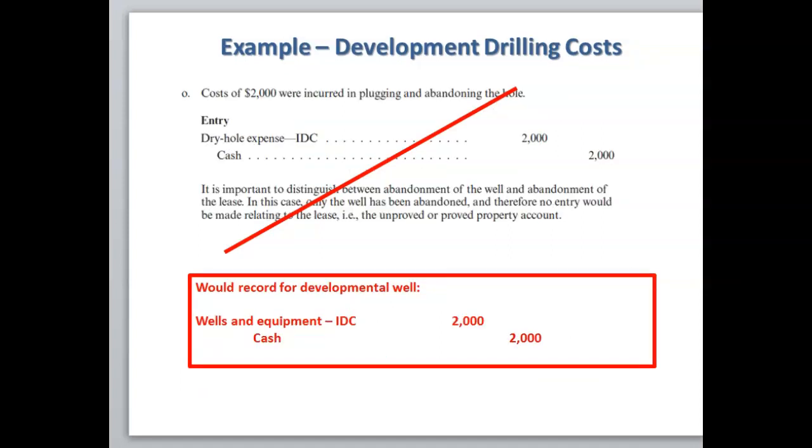And the last entry, the $2,000, instead of expensing it to dry hole expense for an exploratory well, we would capitalize it to wells and equipment, IDC. And that concludes Chapter 5.